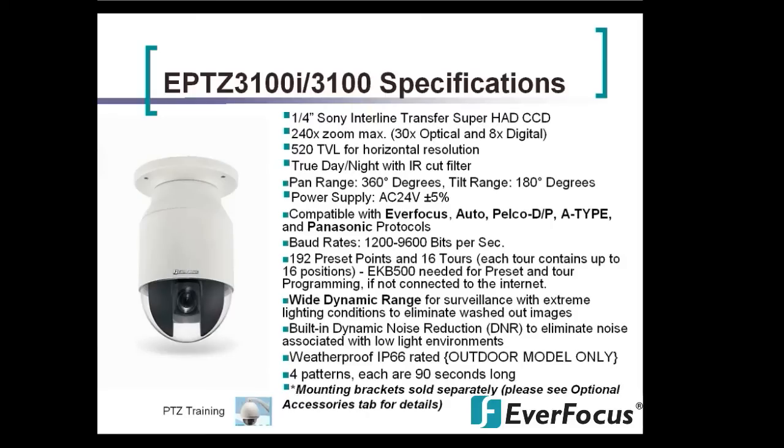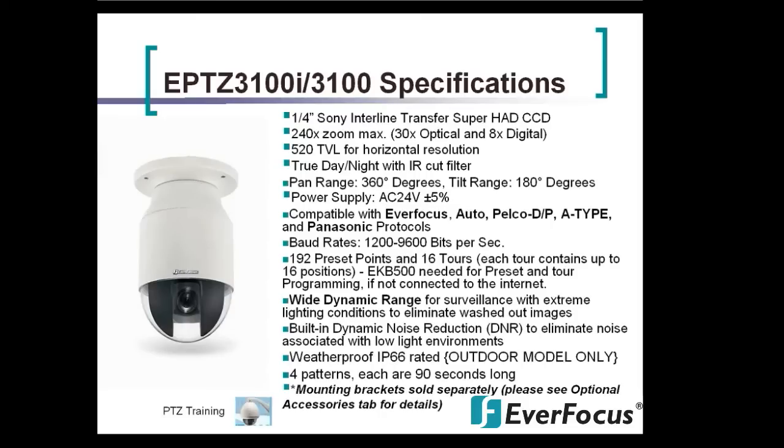Okay, the compatible protocols are EverFocus, Auto, Pelco D, MP, A-Type, and Panasonic. Okay, the baud rates are also 12 to 9600. Like your 1000, the 3100 does offer 192 preset points and 16 tours. Okay, each one of those tours has 16 positions, and the EKB500 is needed for any preset or tour programming if it's not connected to a DVR over the internet.